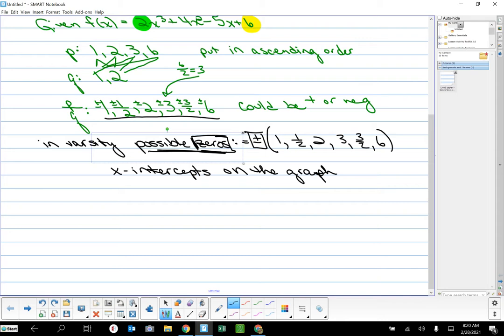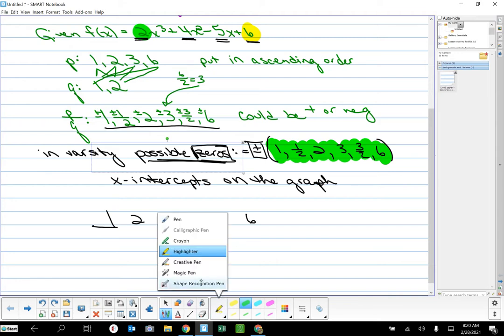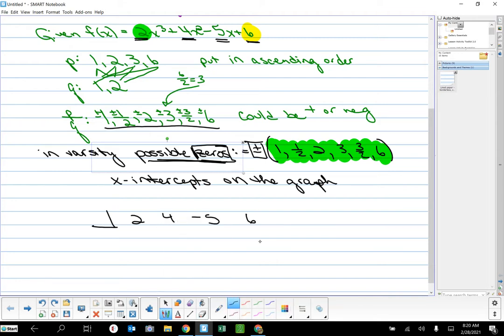If we were doing synthetic division, we would use our coefficients: 2, 4, -5, 6, in the backwards box. These would be the numbers that we would try in our backwards box to see if we could get a remainder of 0 when we do the synthetic division, right? So we would drop the 2. Our goal is to have a 0 here.